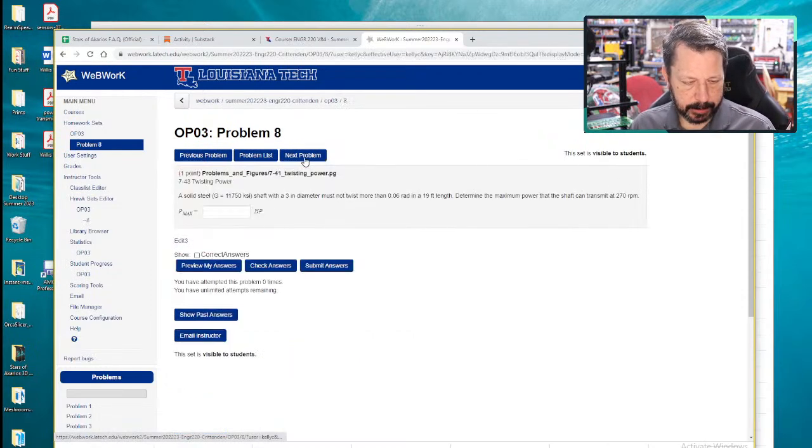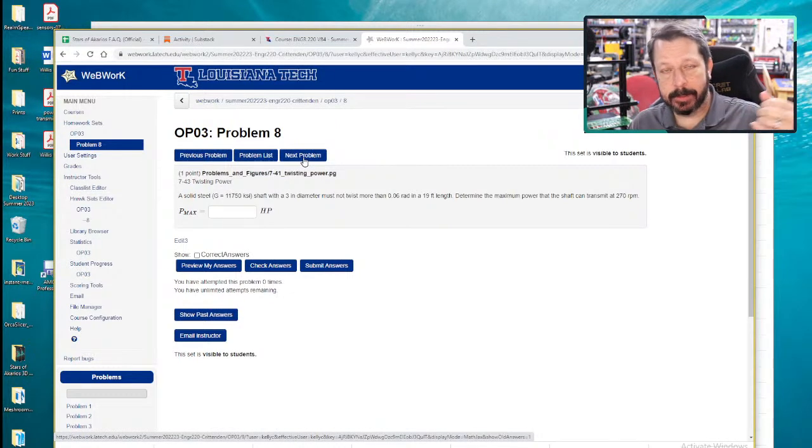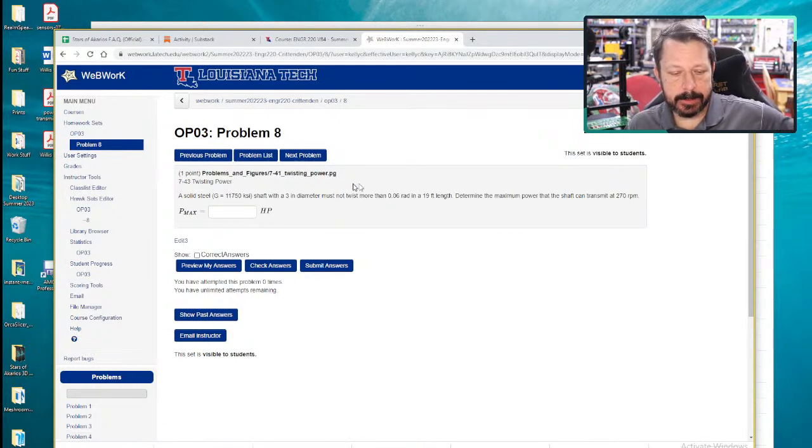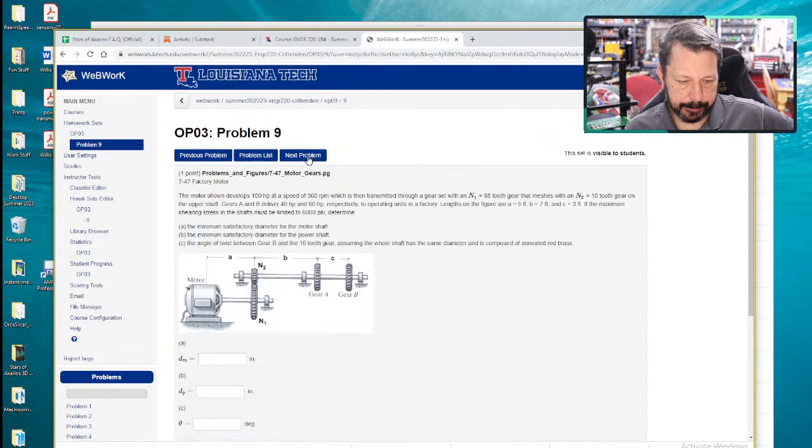Let's see if we've got another one here we can work. That one is very similar, except instead of starting with the shear strength, tau equals Tc over J, this one has the limiting thing as angle of twist. So you would just start with theta equals TL over JG, solve for T, and then plug T into the power equation. So this is very similar to what we just did. I don't think we'll do that one.